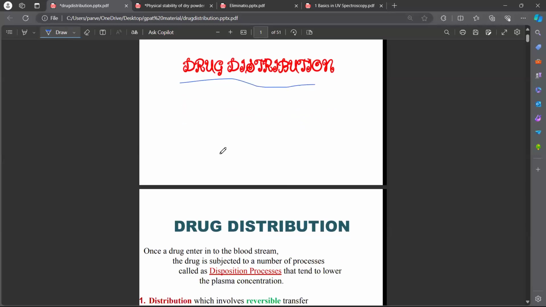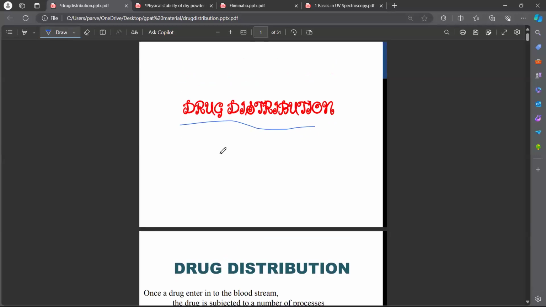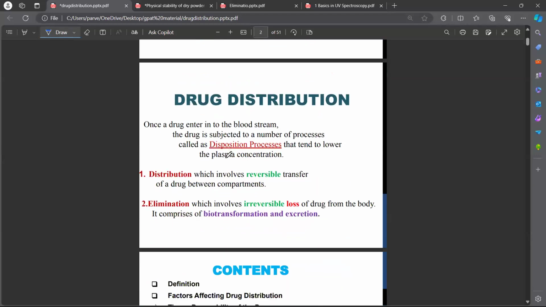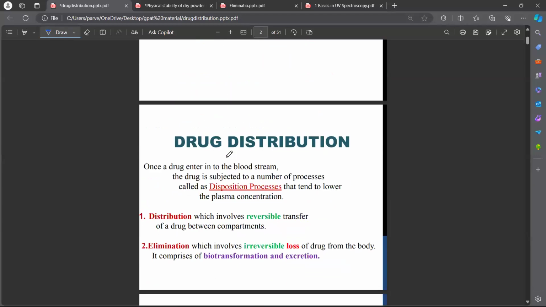Drug distribution is nothing but a reversible phenomenon in which, whenever a drug enters the bloodstream, it gets distributed to the different tissues. Basically, it is a reversible transfer of the drug from the blood to the different tissues and between the tissues. This whole phenomenon is known as drug distribution. Drug distribution should compulsorily occur, because if our drug remains in the systemic circulation, then when the blood flows to the kidney, it will get eliminated from the body.